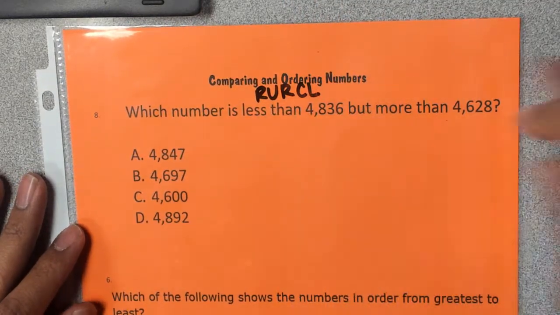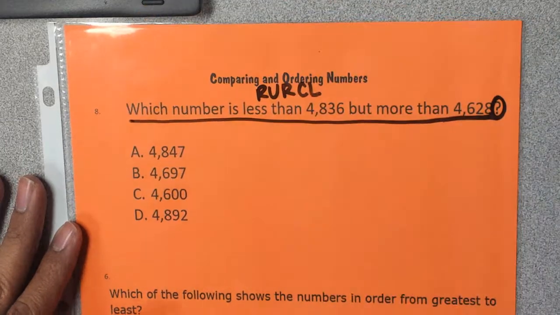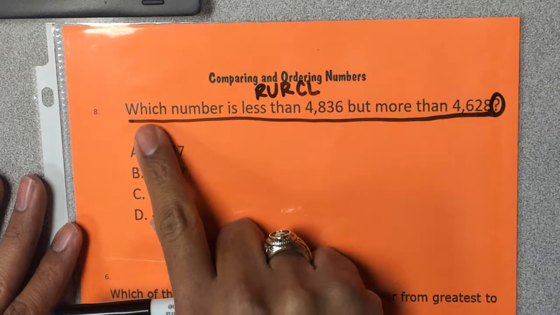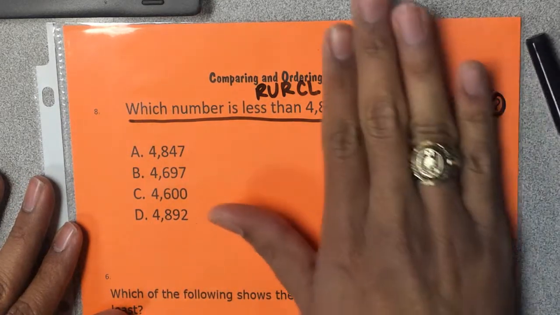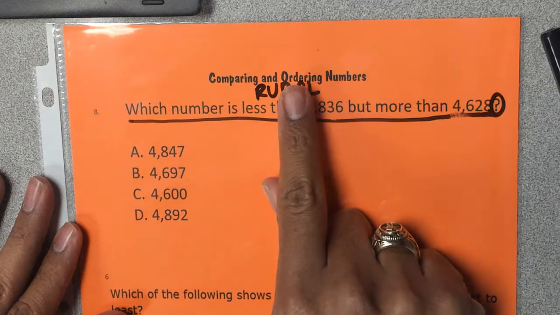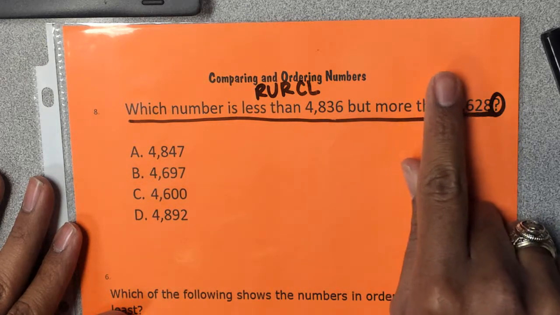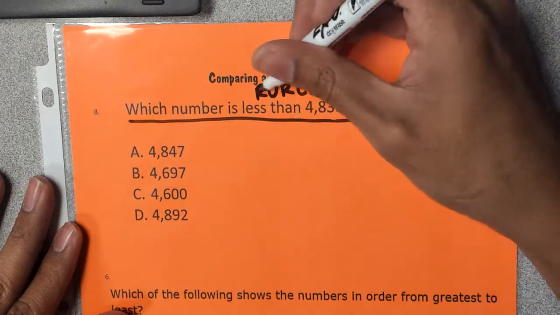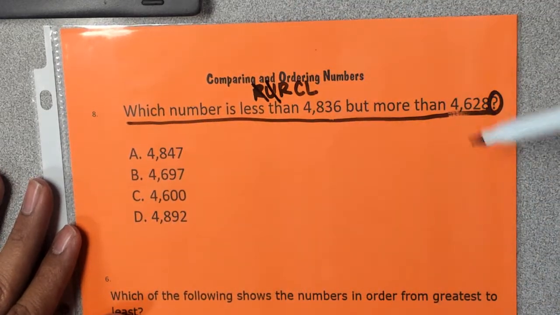The first R means read the question, so circle the question mark and go all the way back to the beginning of the sentence. Go ahead and put your finger on "which." It says, which number is less than 4,836 but more than 4,628. So let's go ahead and cross off the R and the U because we already underlined the sentence.